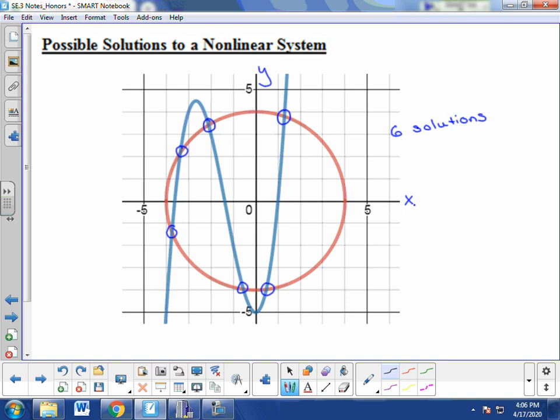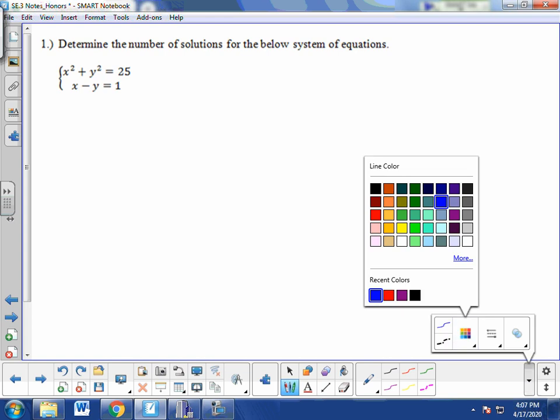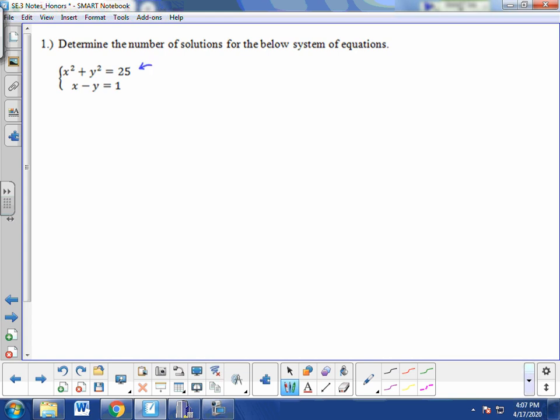So the first thing that we want to do probably, if we're unfamiliar with what type of graphs we're looking for, is take a look at the graph and identify how many solutions we're looking for. Which takes us to problem number 1. So problem number 1 in the notes packet says determine the number of solutions for the below system of equations. So what I'm looking at here, if I take a look at the system of equations, we see that this top equation is a circle.